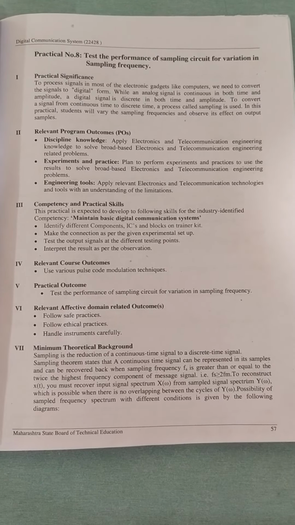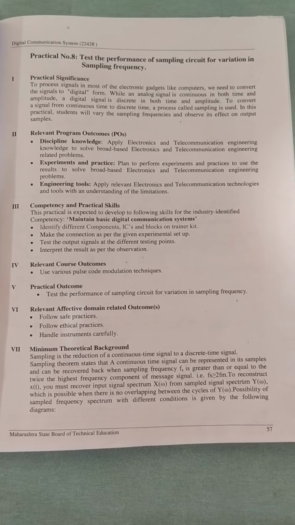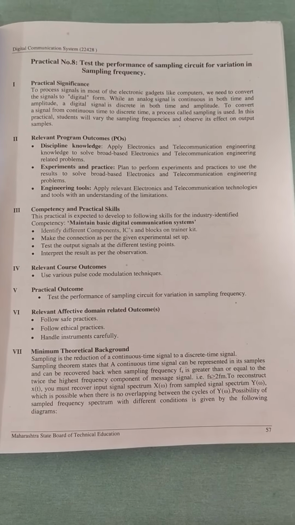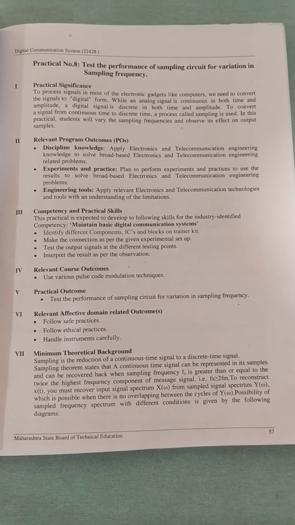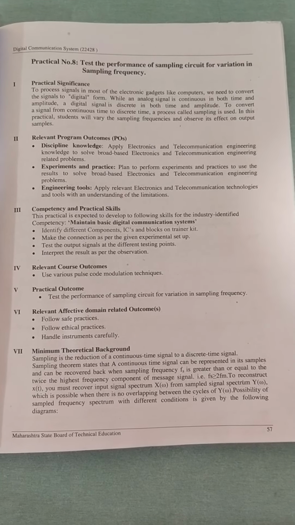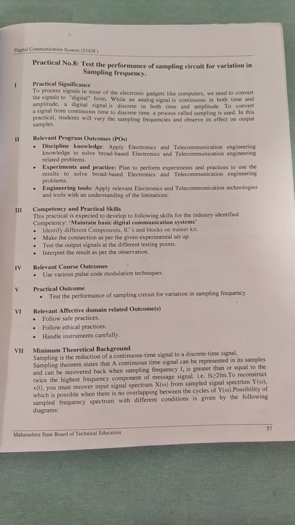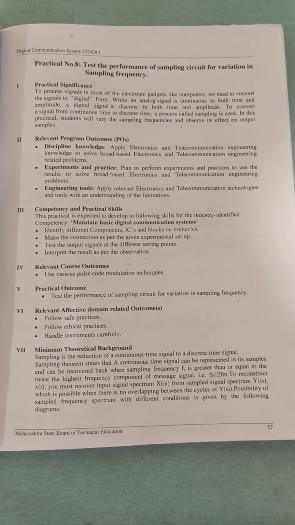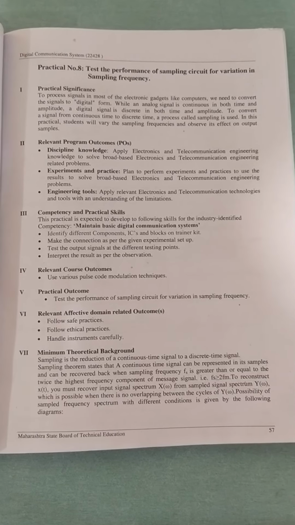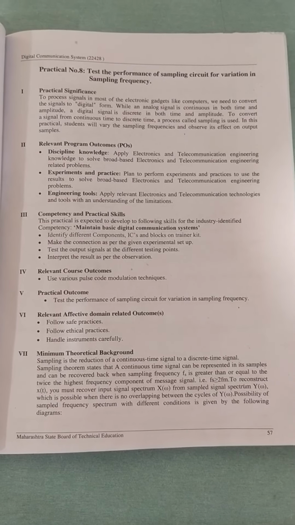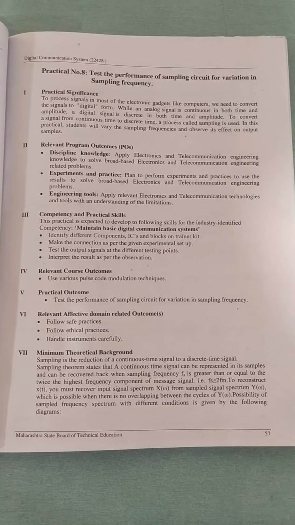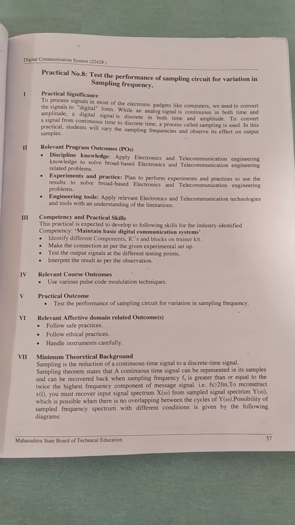In this practical, we first adjust the modulating signal frequency, and after that we can adjust the sampling frequency. This sampling frequency is adjusted with the help of a knob, and we can vary this frequency. According to the variation of sampling frequency, we can observe the output of a natural sample signal and flat top sample signal on CRO.